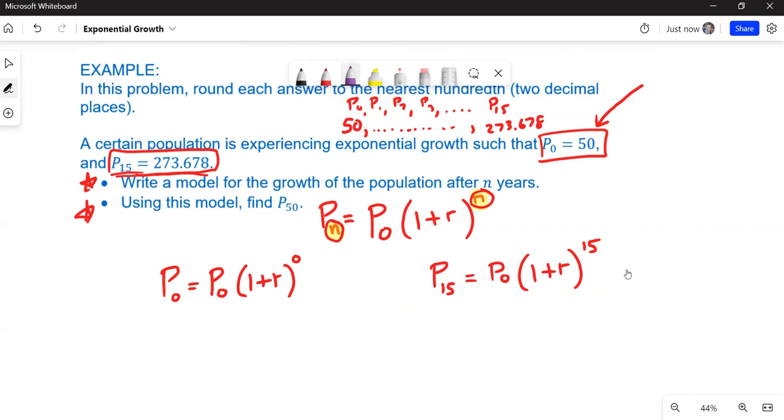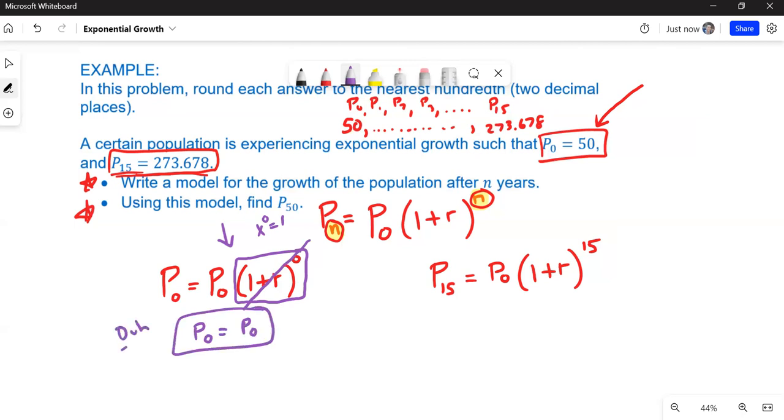Okay, so what we do, let's take a look at the one on the left over here, right? You might remember from algebra that any number raised to the 0 power is just equal to 1. So all of this really just goes to 1. And all we learned is that P naught is P naught. It's like, oh, well, duh.